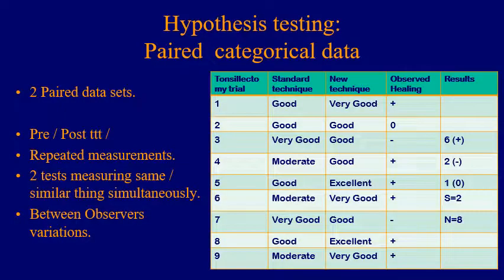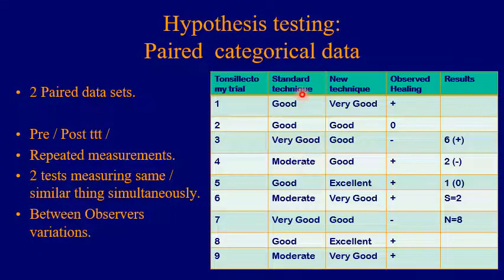The first example here, we are running a trial, for example, to see if there is a better way of doing tonsillectomy. So we had one tonsil removed by the standard technique and the other tonsil removed by the new technique in the same patient. And we had 9 patients enrolled for the study. After 10 days or 2 weeks, we compare the healing between the two tonsils and we grade it whether it is good or very good or excellent or moderate.